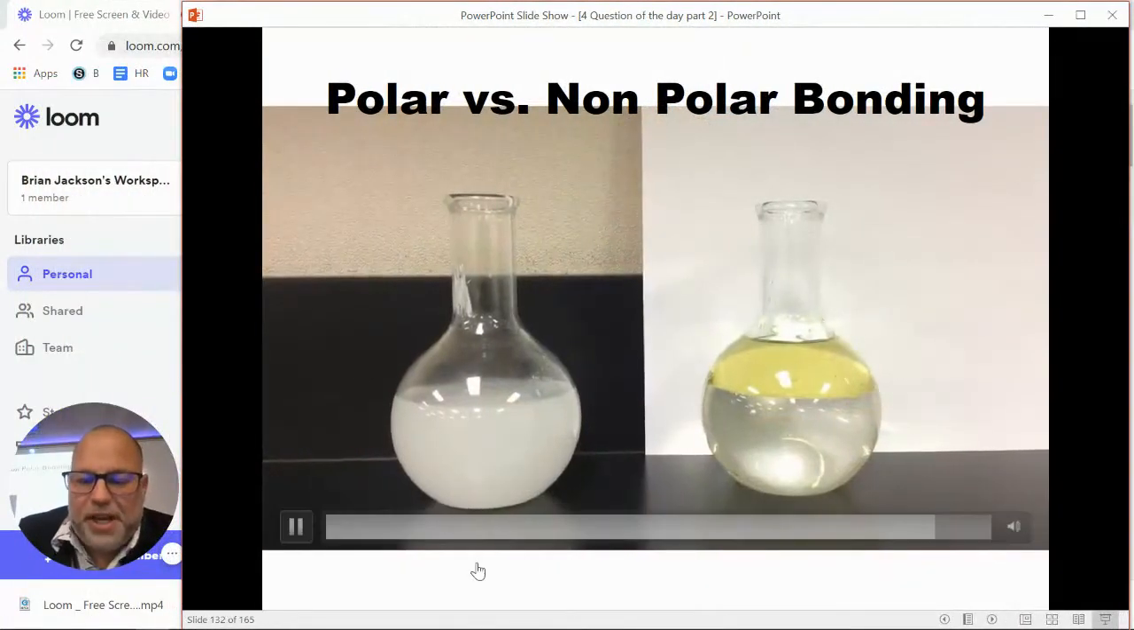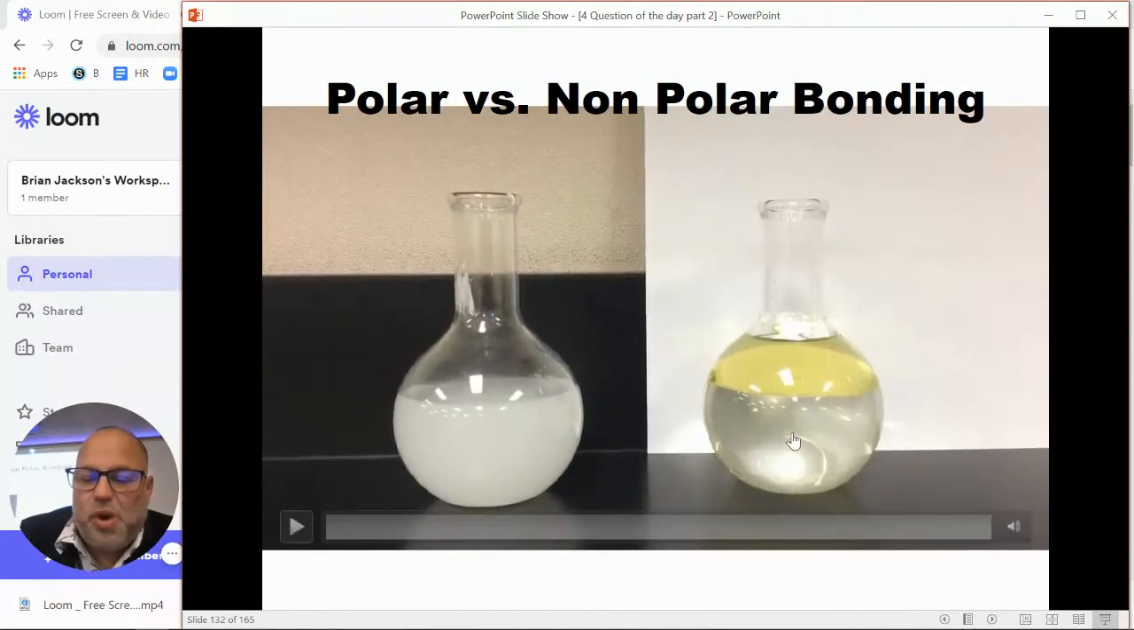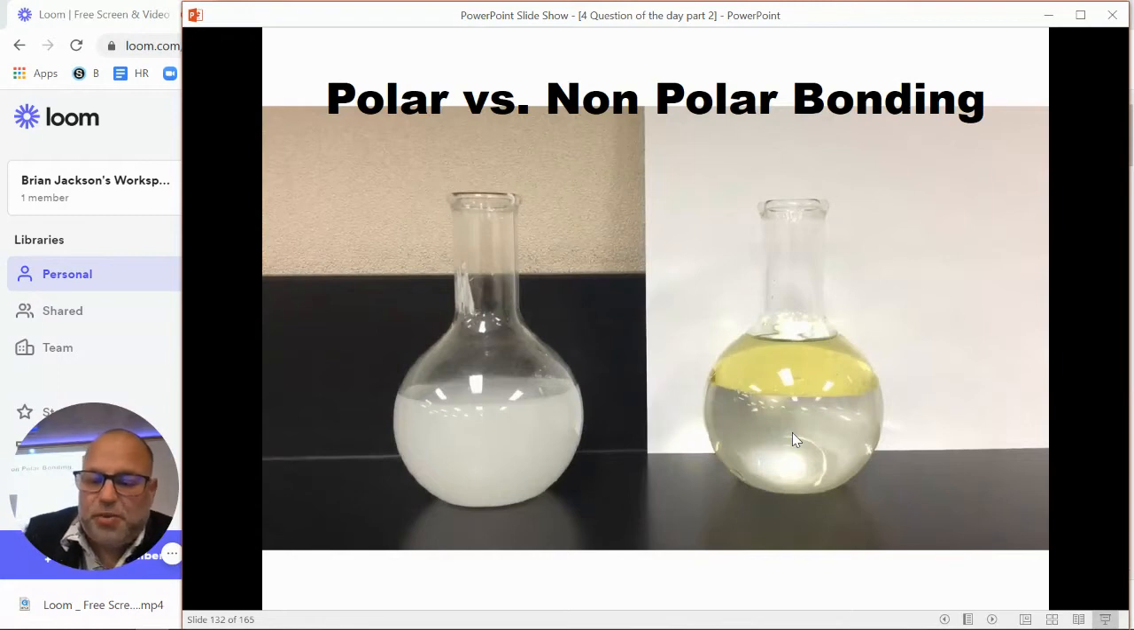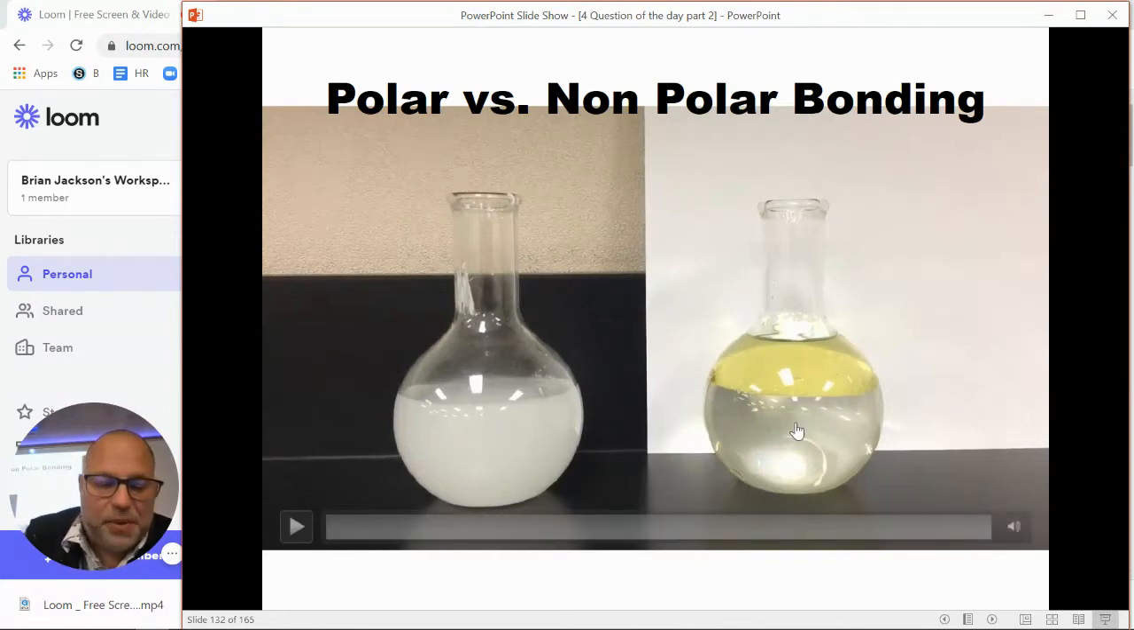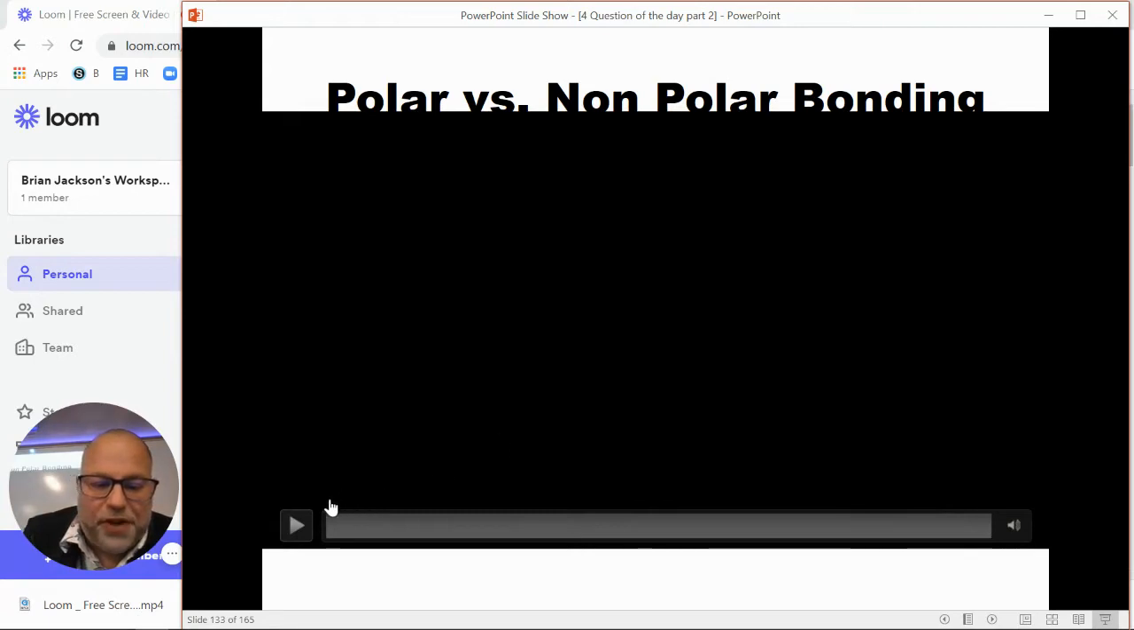So that's a little mini experiment you could do at home. Polar versus non-polar, just have some water and some oil, and they don't like to mix together because there's a difference between the polar water, just like we were talking about, and non-polar oil that's up here. They don't want to mix together. And then there's one other short video right here.